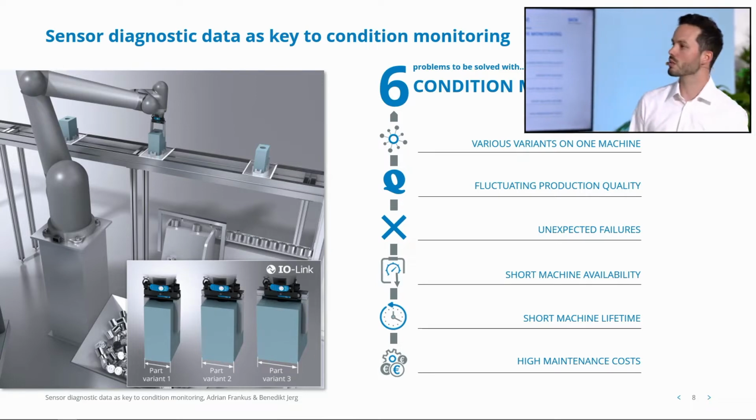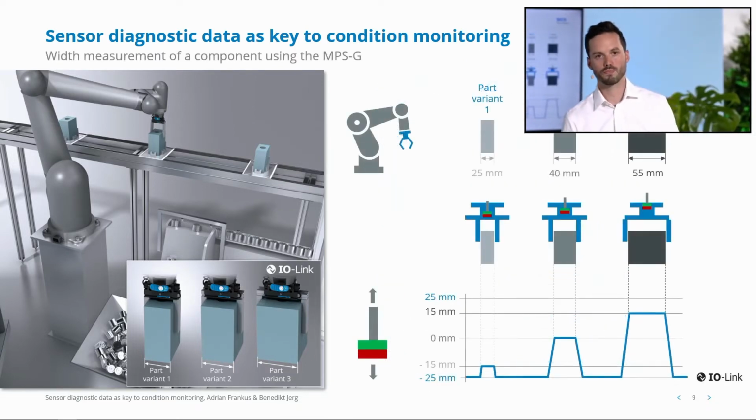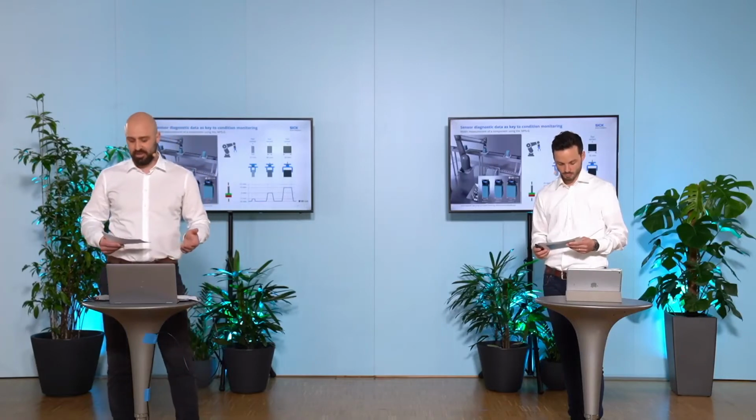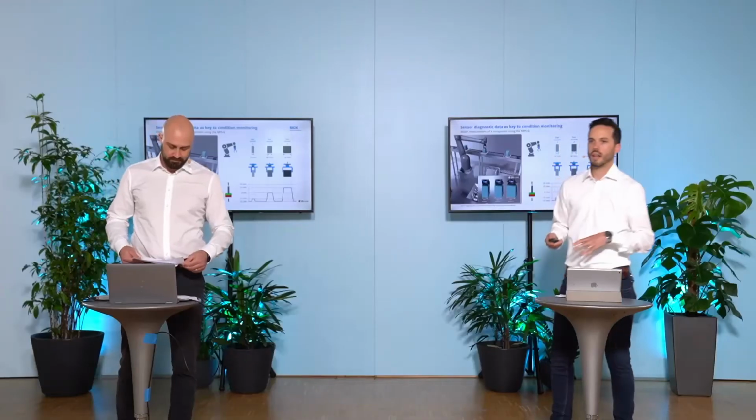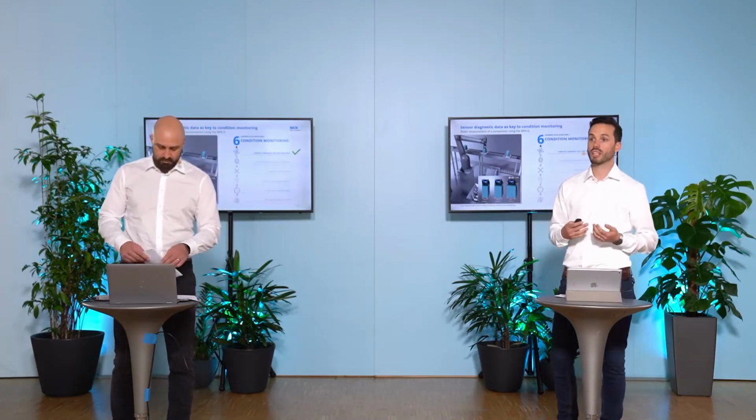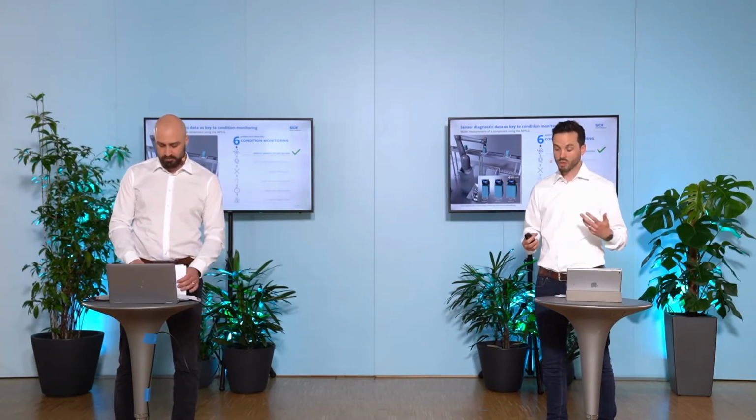So how can we solve this with the MPS-G? Yeah, let's have a look how to solve this exemplary application with MPS-G. In the assembly line, 3 part variants which differ in width can be processed. And the goal is to differentiate these 3 part variants during the gripping process. Therefore, MPS-G measures the stroke, respectively the position of the gripper fingers, and transmits this position value via I/O link. So, as you have seen, by measuring the exact position of the gripping fingers, we are able to process several variants on one machine. But what about the others?